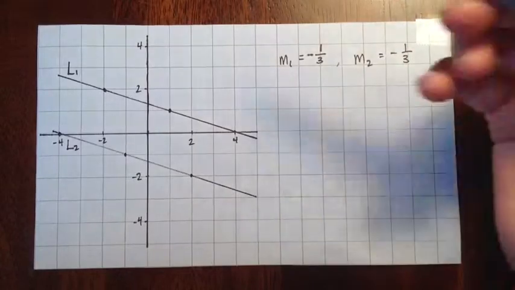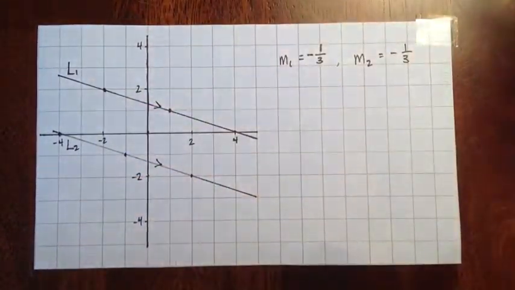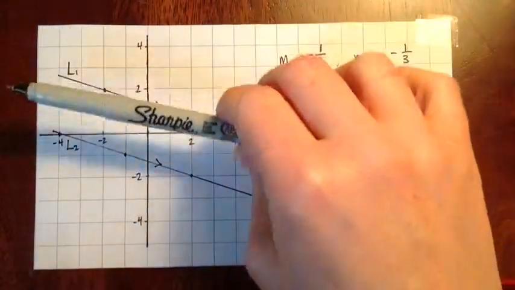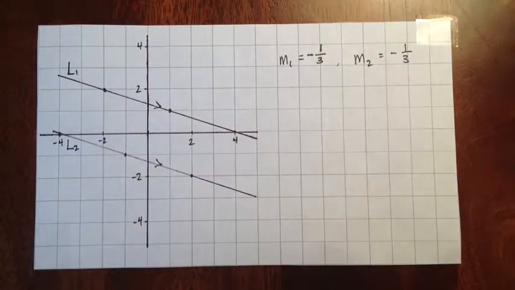And these give us parallel lines. This kind of makes sense, that if we've got two lines that are the same amount of tilted, then those lines are going to be parallel. So lines with the same slope are parallel.